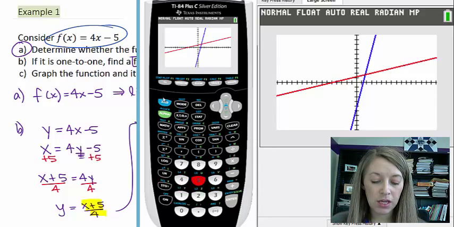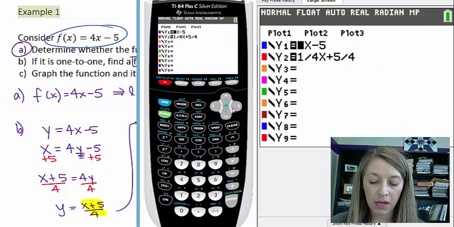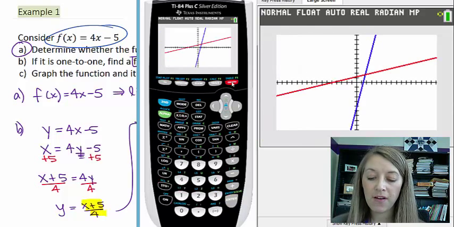Or even easier yet, we can graph the line y equals x to see that if I folded it over at that line, would it be exactly the same? And we see, of course, it would be. So this orange is my fold line, and my red and my blue would match if I were to fold my graph over that line.